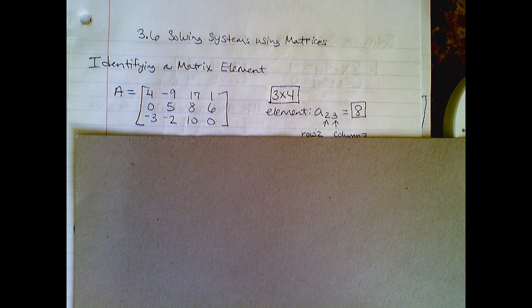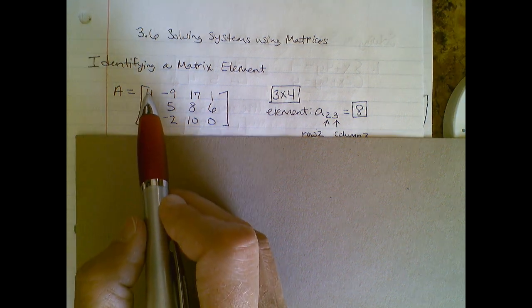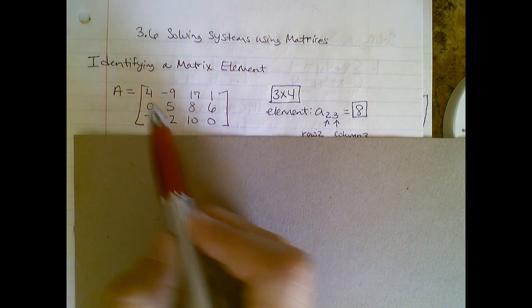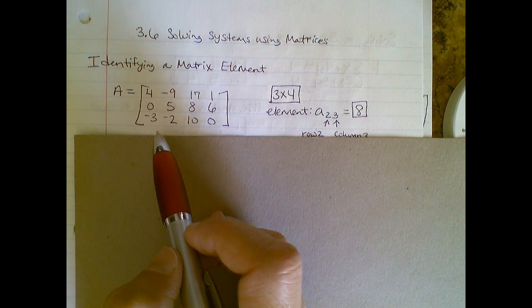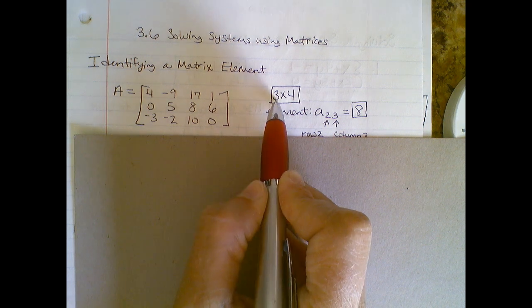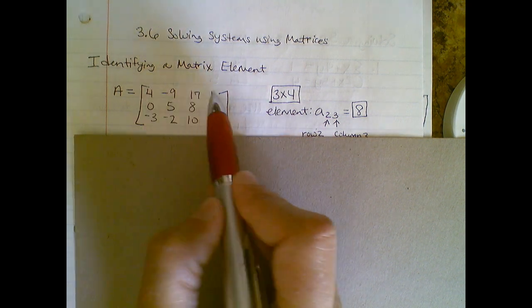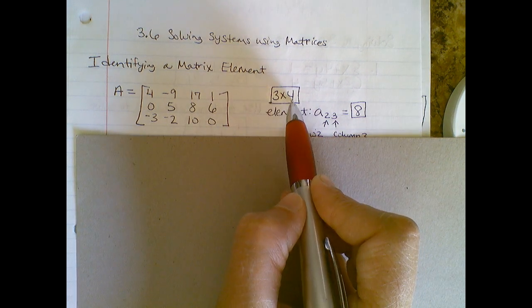So I have this matrix A. Notice a matrix is just rows and columns of numbers with brackets around the outside. For this one, the dimensions of this matrix: notice there are 3 different rows, so it's a 3, and then there are 4 different columns. Left to right is a row, up and down are columns. So we would say it's a 3 by 4 matrix.